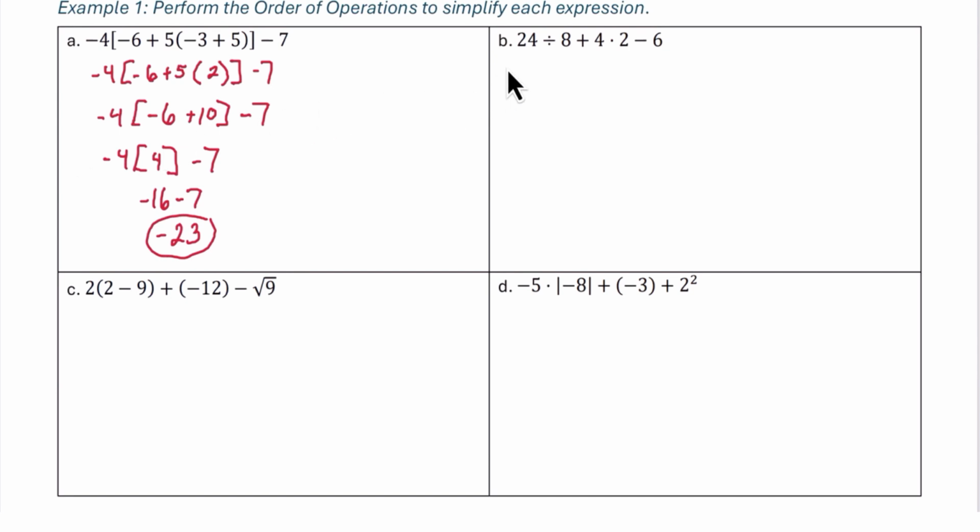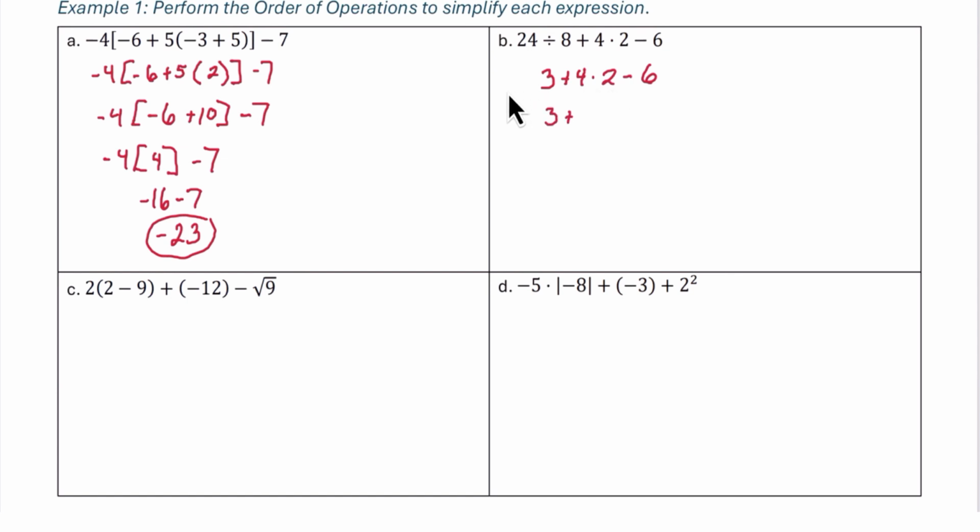In example B, we don't have any grouping symbols, we don't have any exponents, so next we look for multiplication and division. And we actually have both, division and multiplication. Remember, the order is from left to right. So the first thing we do, left to right, is 24 divided by 8. That is 3. And next we have multiplication, the 4 times 2.